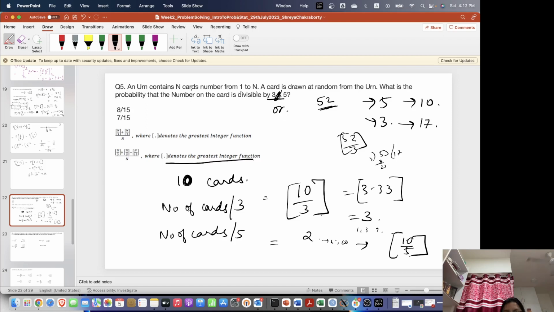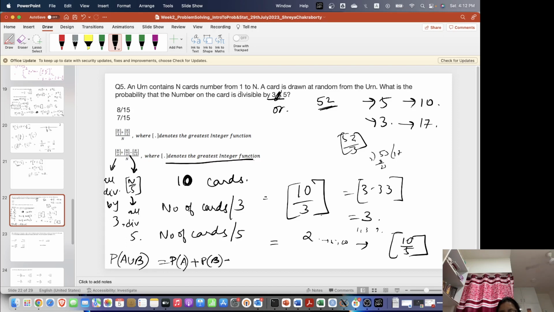Okay. So what is the probability that a number on the card is divisible by 3 or 5? This number n mod by 3, the greatest integer box function, will give you all divisible by 3. N by 5 will give you all divisible by 5. So if we go by this formula, probability A union B, probability A plus probability B minus probability of A intersection B.